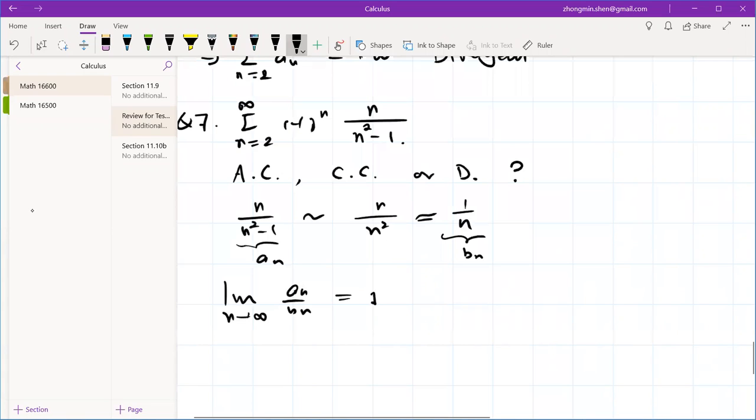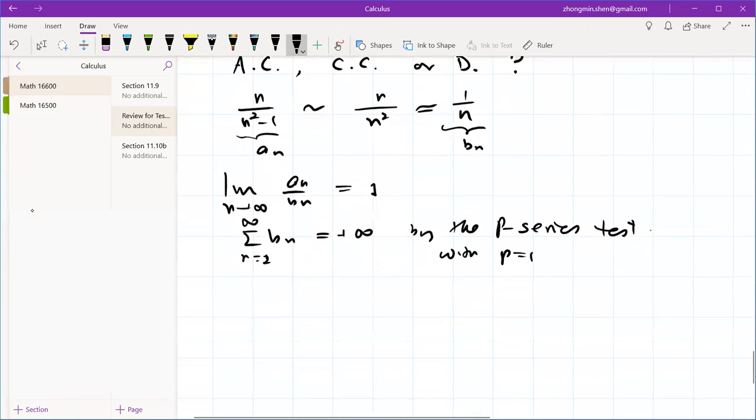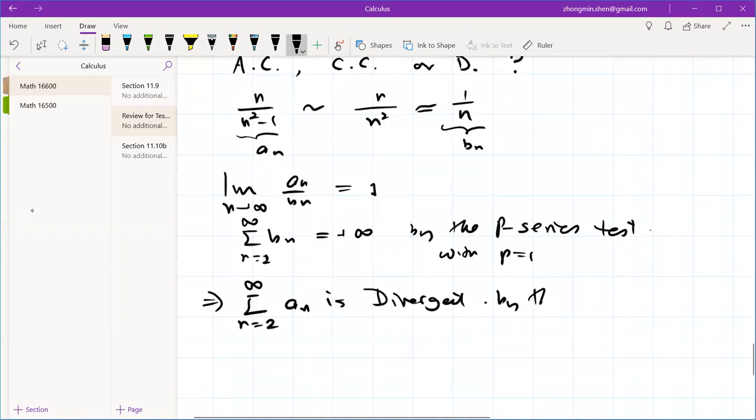Okay? So we know that the sum of b_n, starting from 2 to infinity, is infinity because it's the harmonic series. You can say that by the p-series test, with p equals 1. So this implies this is divergent by the limit comparison test.